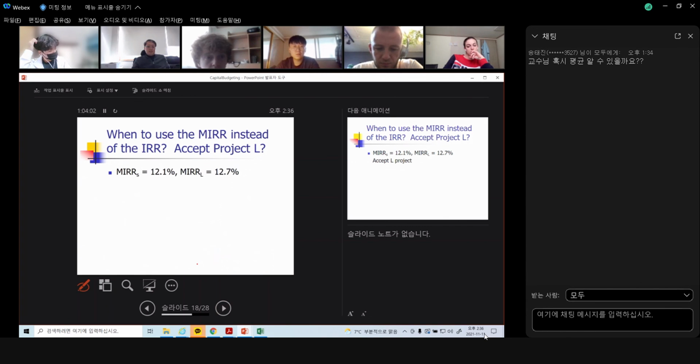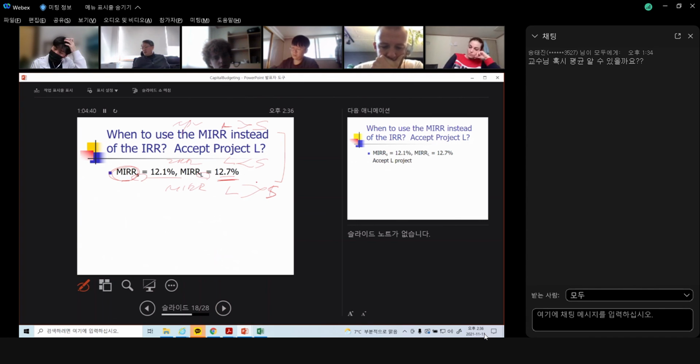By the same token, project L's MIRR is 12.7%. Now, if we use NPV, L is better than S. If we use IRR, S is better than L, right? But if we use MIRR now, which one is higher? MIRR for project S or MIRR for project L? MIRR for project L is better than MIRR for project S. So with MIRR, L is better than S. So if we compare with the NPV now, there's no conflict.